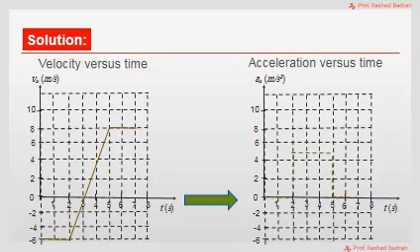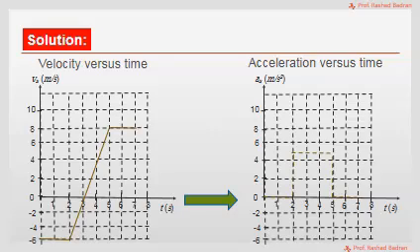And when you plot the acceleration versus time, this interval from 0 to 2 seconds is obviously 0 in the acceleration versus time graph. For the second interval, from time t initial equal 2 seconds to t final equal 5 seconds, we have this straight line with a positive slope.